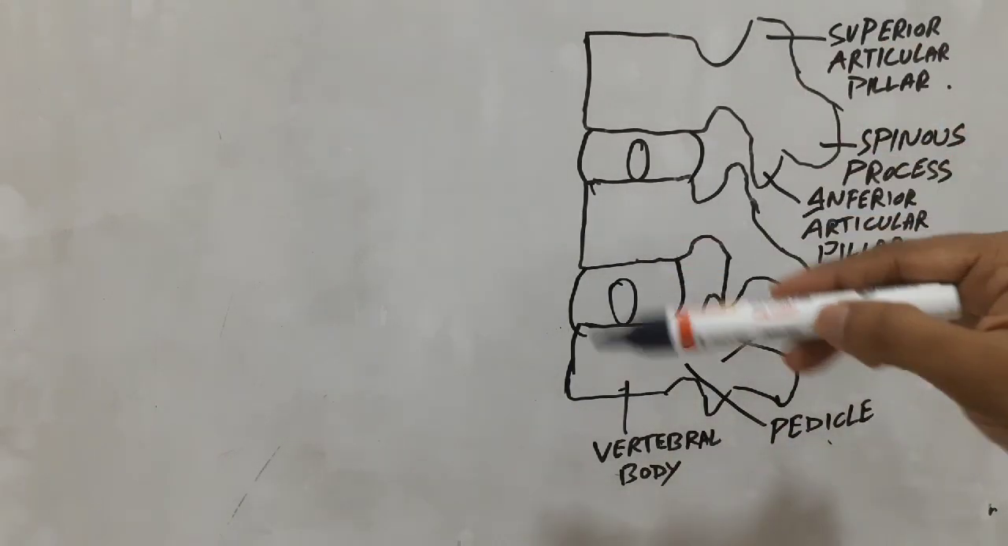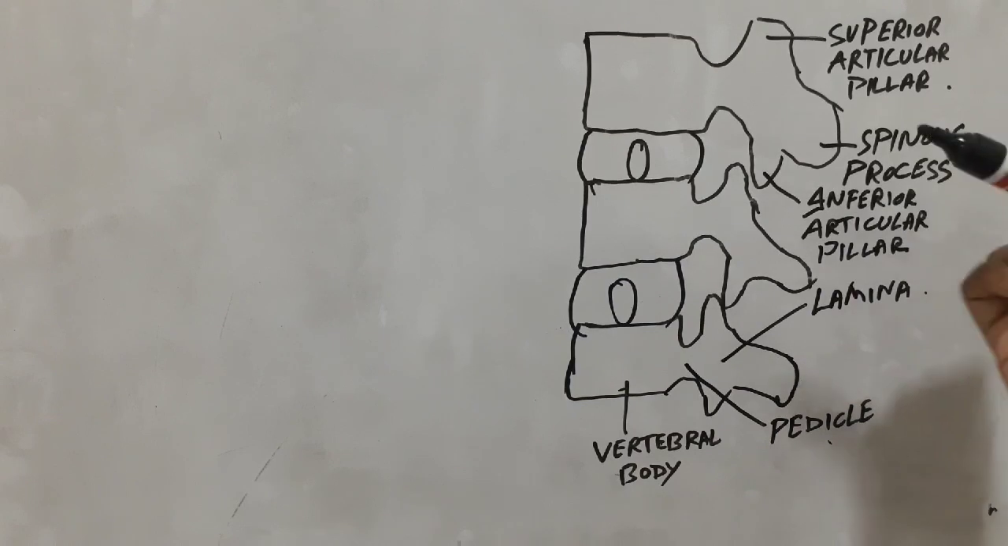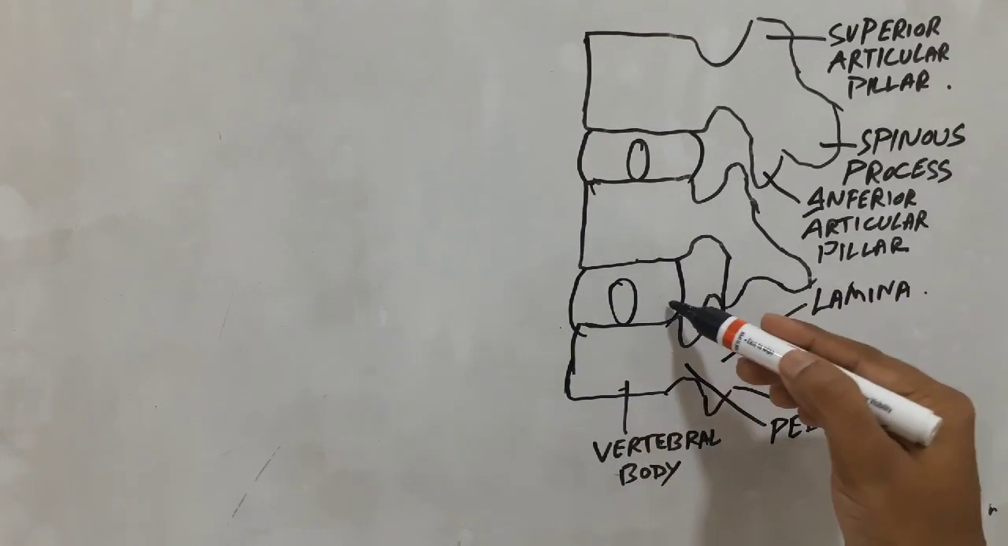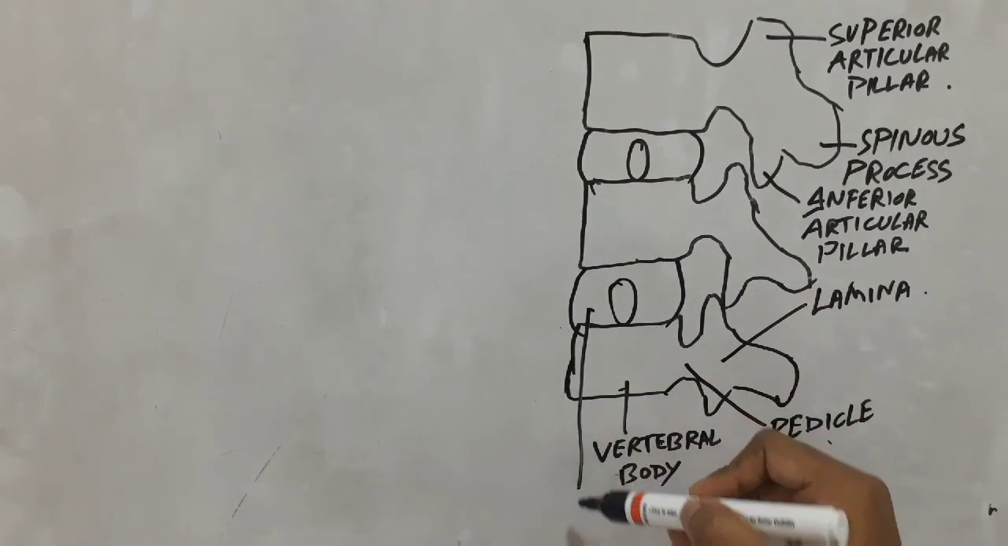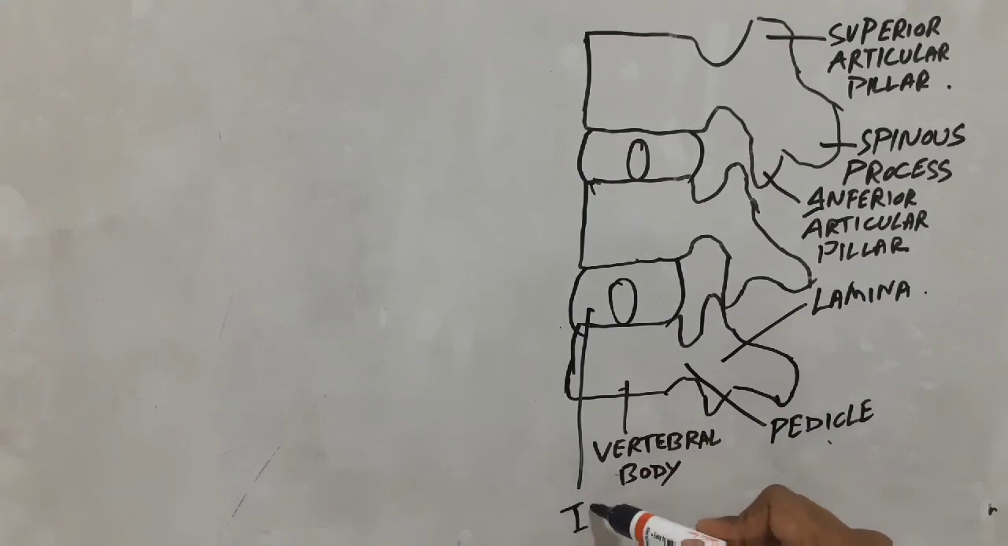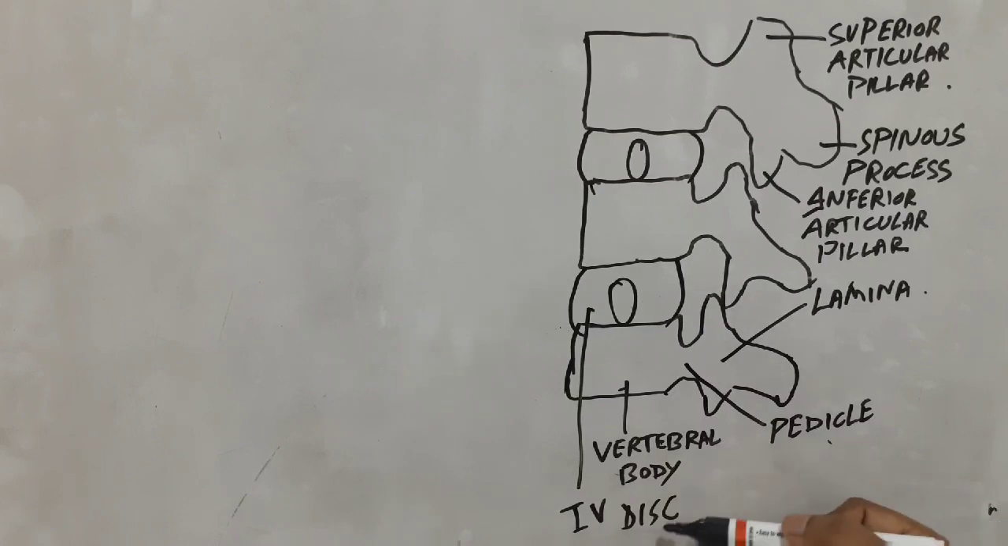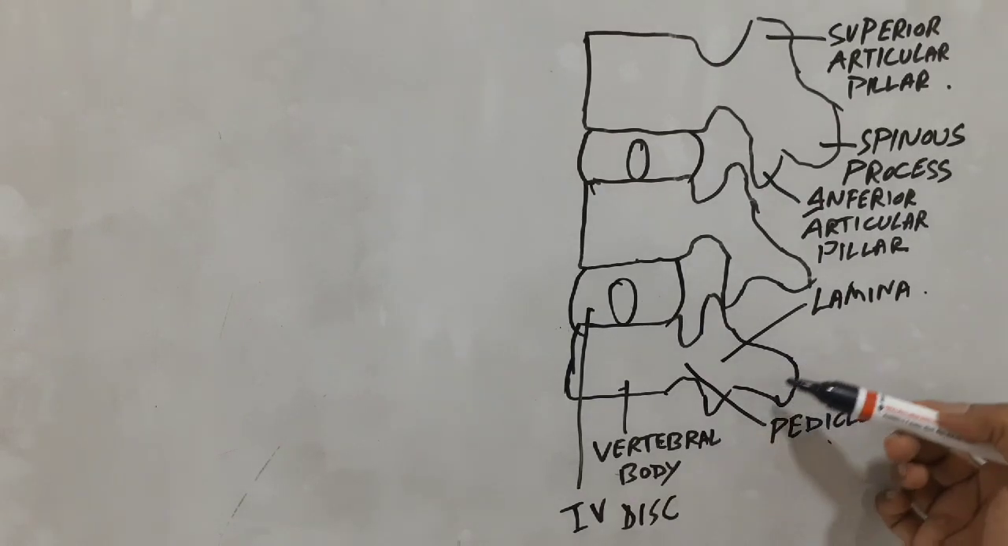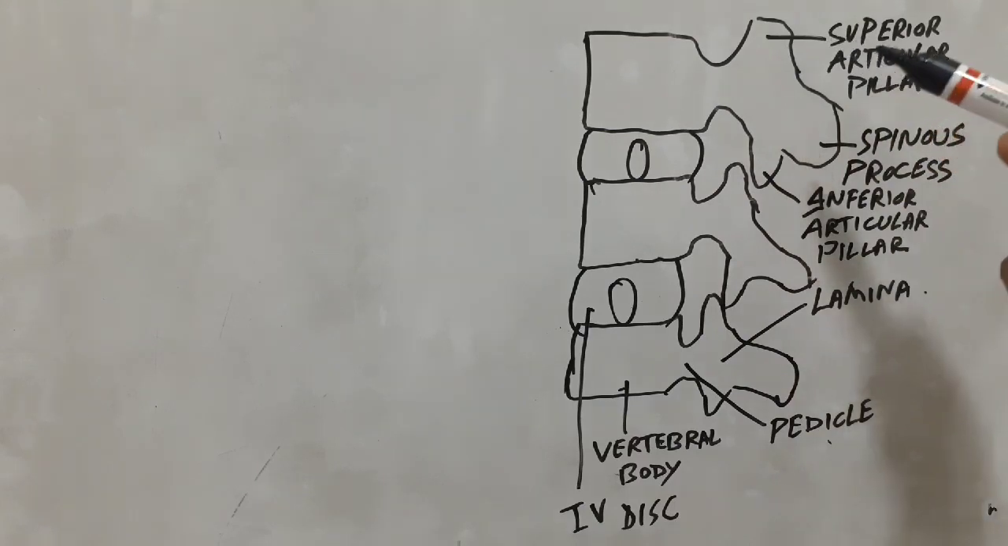Have I missed anything? IV disc. Never write initials, it is intervertebral disc. But for now I am writing. You never write in your paper intervertebral IV. Write always the full form. Intervertebral disc. So I've covered all the parts.